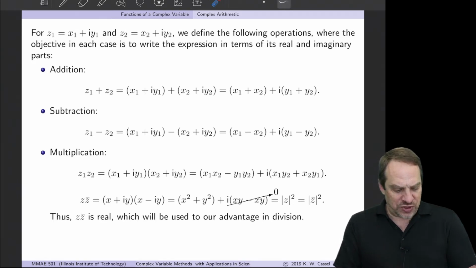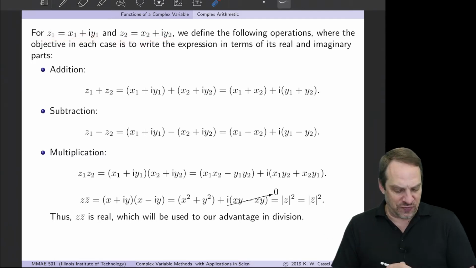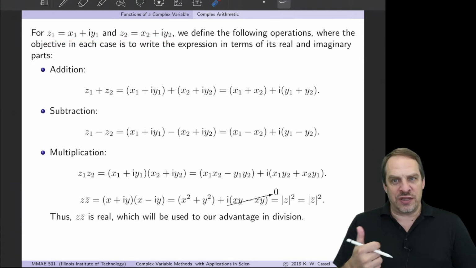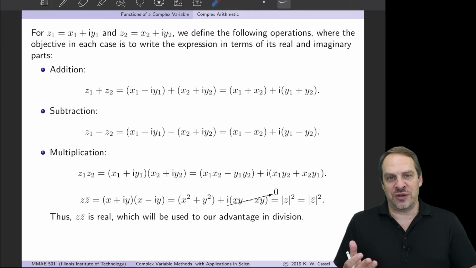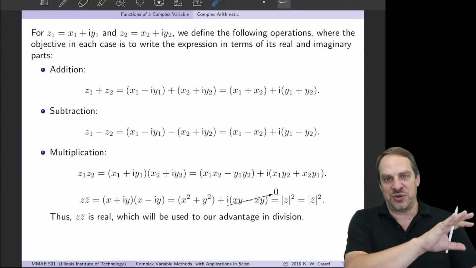So let's start with a z1 and a z2. So two different complex variables. z1 is x1 plus iy1, z2 is x2 plus iy2. We're going to add them, we'll subtract them, multiply, and divide them. And the goal is going to be to separate out the real part and the imaginary part. So real part plus i times the imaginary part.